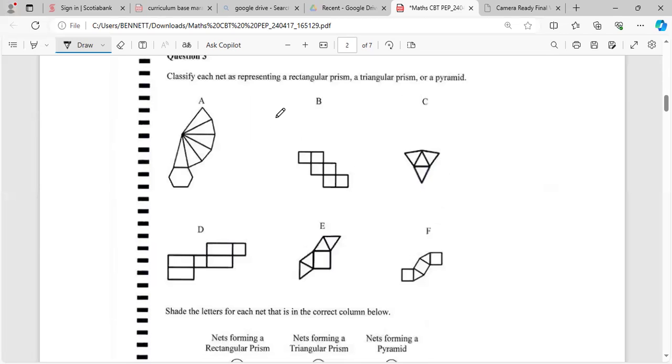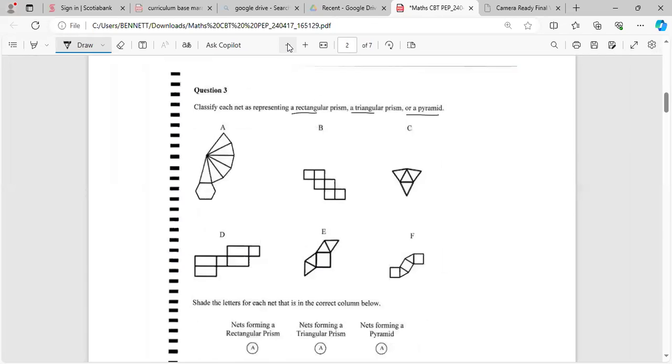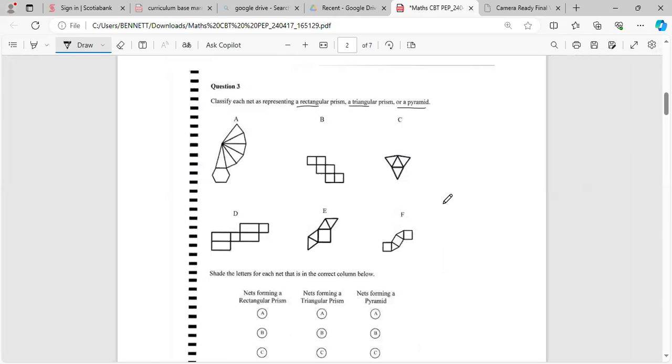Now, this one is to classify each net as representing a rectangular prism, a triangular prism, or a pyramid. I'm gonna give you guys time with this. Just 2 minutes. So guys, somebody said they only need 2 minutes to complete these 6. Sir, can you give us 10 minutes? 10? All right. That's what I thought. I thought you needed some time to do it, but you guys said 2 minutes.